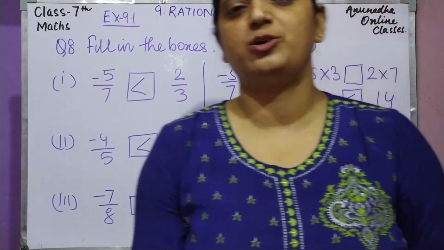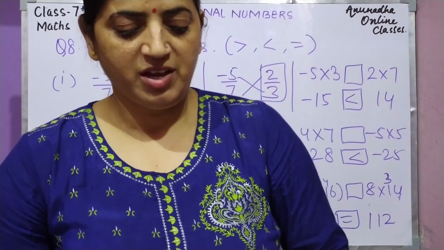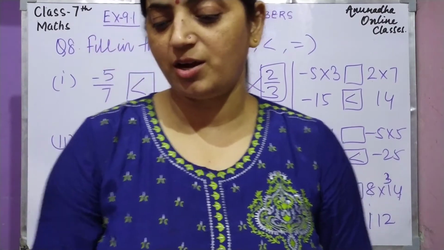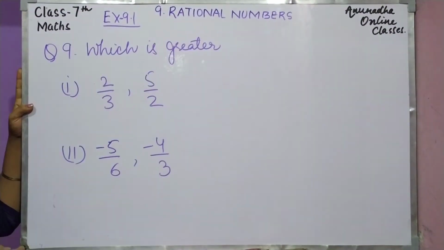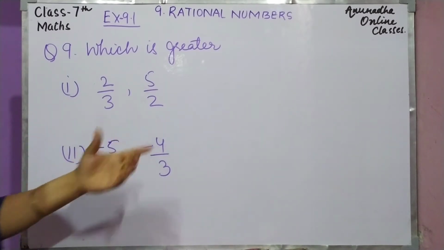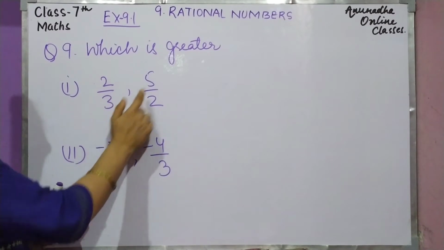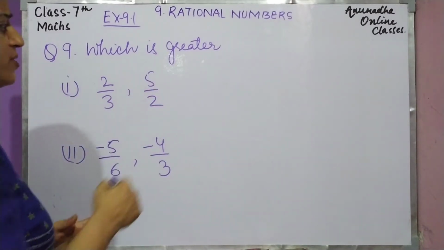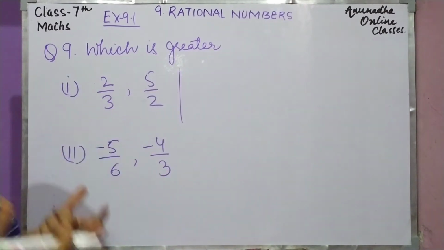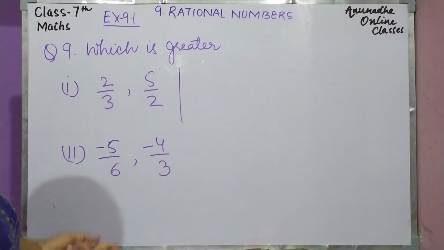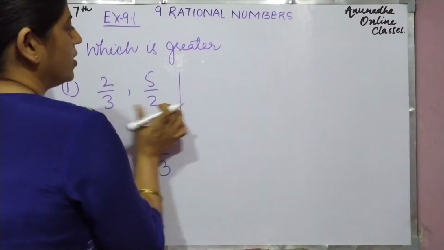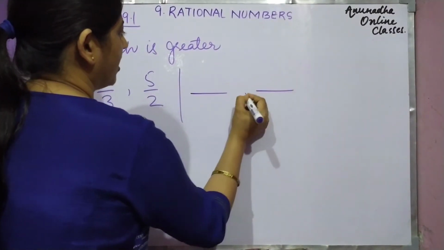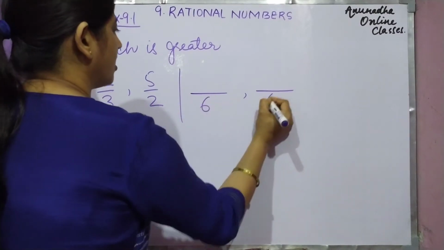Let's come to question number 9, children. That is which is greater, again comparison. Two rational numbers are given to us: 2 by 3 and 5 by 2. We can do cross multiplication or the LCM method. Let's do it with the LCM method this time. We take the LCM of 2 and 3. What will you get? The LCM will be 6, and here also 6.